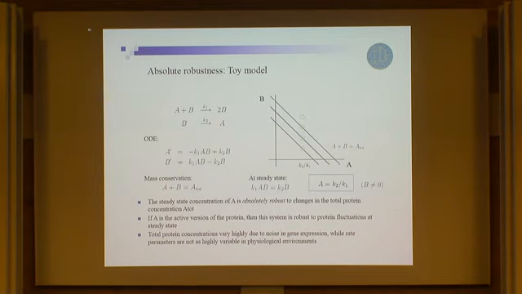But if you have enough of the total amount of protein, then the concentration of A is always equal to K2 over K1. Okay, so that's the definition of absolute robustness. It's a protein with the property that regardless of the total amounts of all the proteins in the system, at steady state, it has the same concentration. All right.